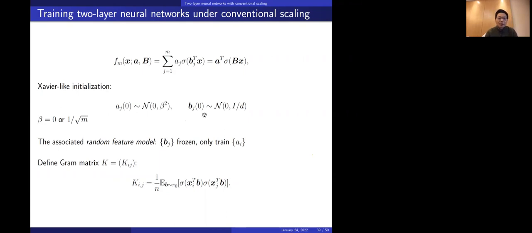In order to answer that question, let's define an associated random feature model. That associated random feature model is the following: we take BJ and fix the BJ at the initial condition, and don't let it move. Then we only train AJ. That is a random feature model because these BJ are fixed. I used to call them W, by the way, I'm sorry. With that random feature model, one can define a Gram matrix as follows.